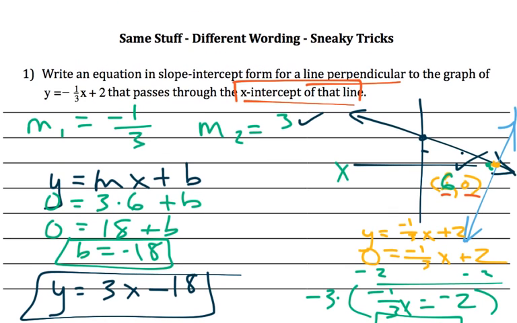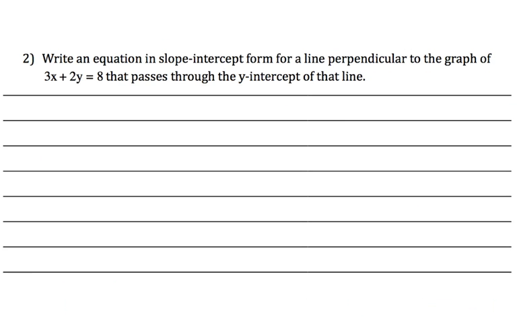So when I say sneaky tricks, hopefully it's starting to make more sense. You have to figure out what puzzle pieces you have and how you're going to put them together. Next: write an equation in slope-intercept form for a line perpendicular to the graph of 3x plus 2y equals 8 that passes through the y-intercept of that line. So again, different clues.